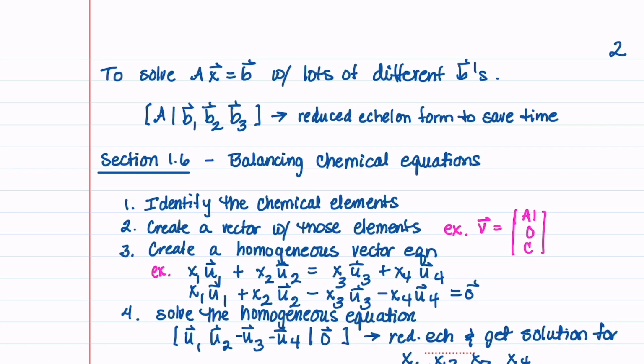The other concept that we looked at in this section is when you solve Ax = b and you have lots of different b's. To do this efficiently, you take A and augment it with all of the b's that you have, put it in reduced echelon form, and then find your solution x. This way you only have to do row reduction once.